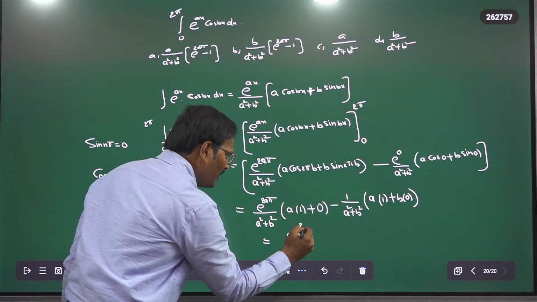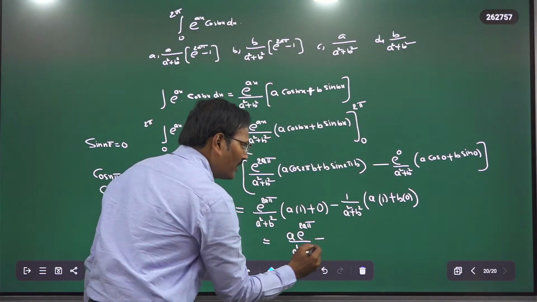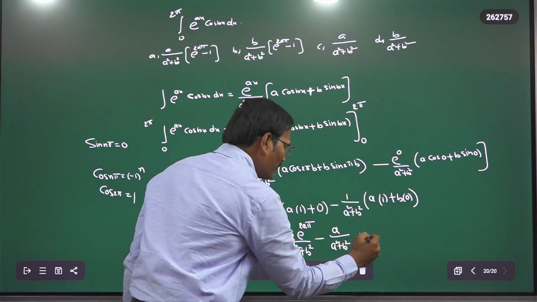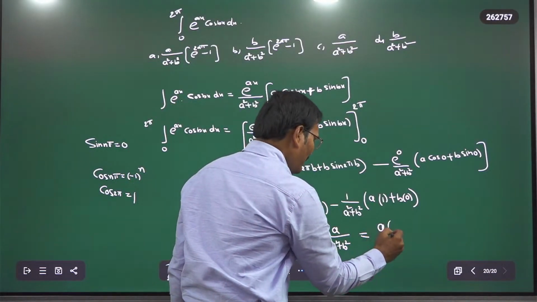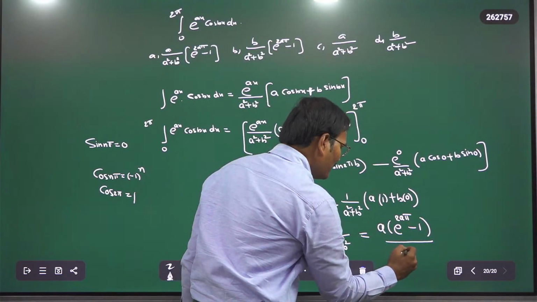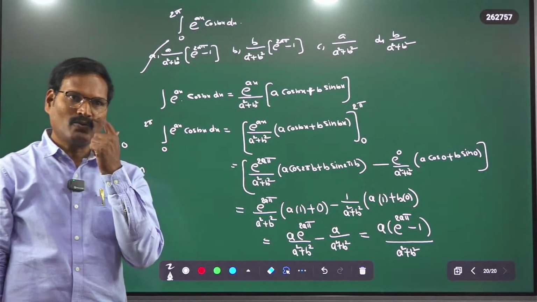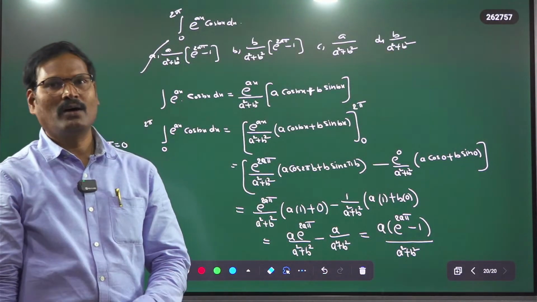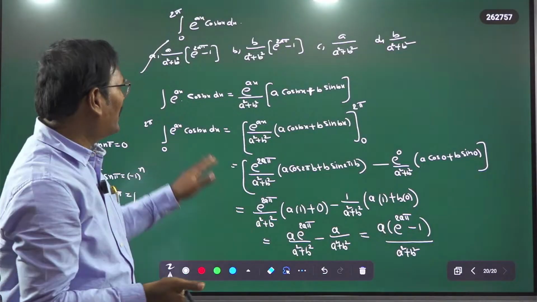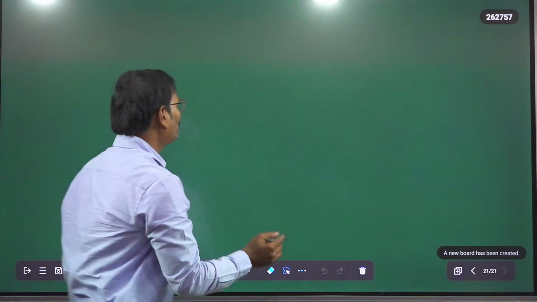So a into e power 2a pi by a square plus b square minus a by a square plus b square. So the final answer is a into e power 2a pi minus 1 by a square plus b square. So this is the right answer for this question. Based on those three properties and on indefinite integration methods, I have done all these problems. Okay, moving to the next property.